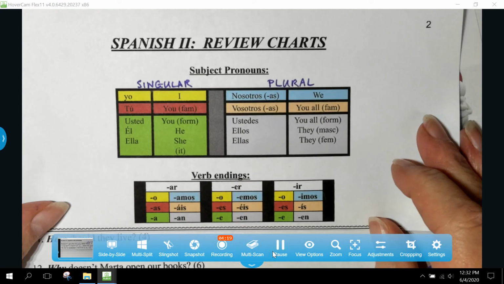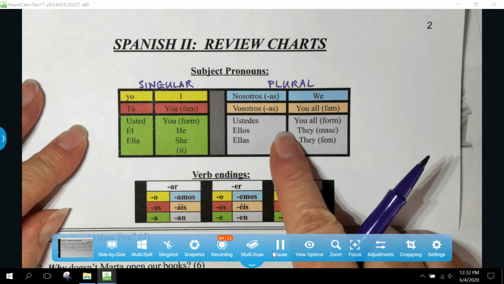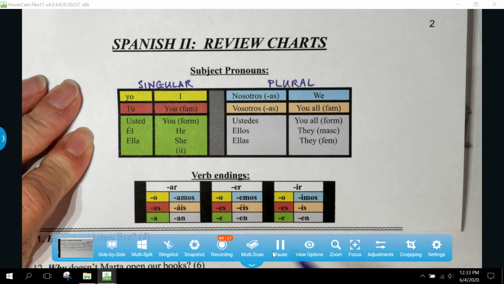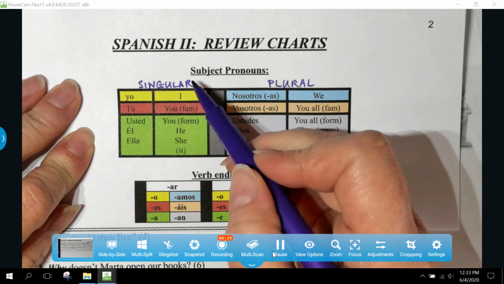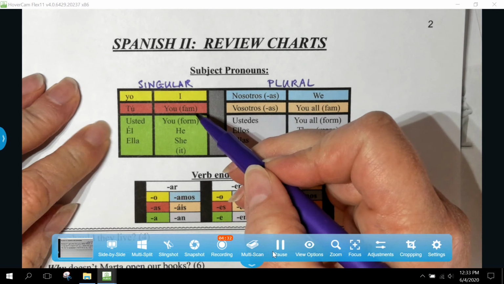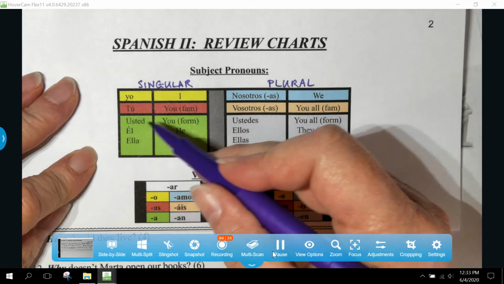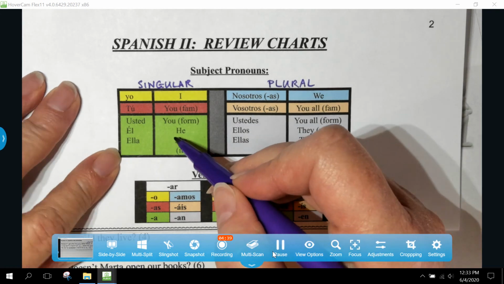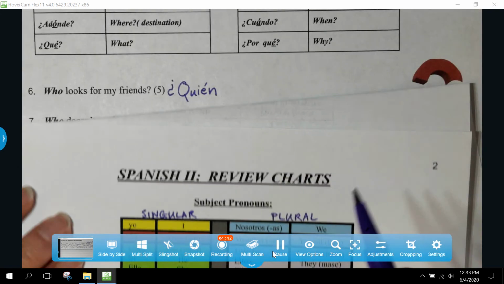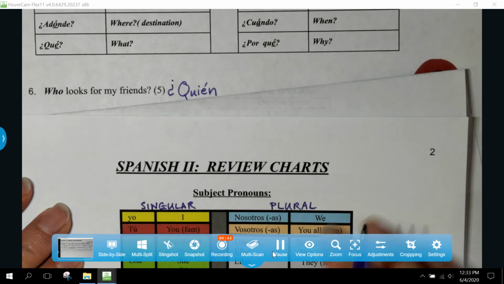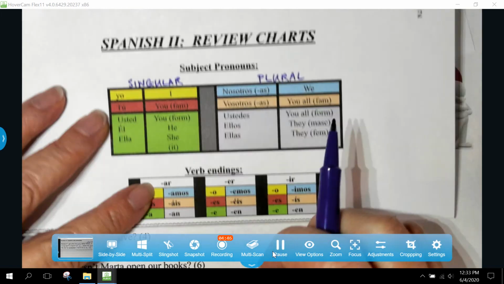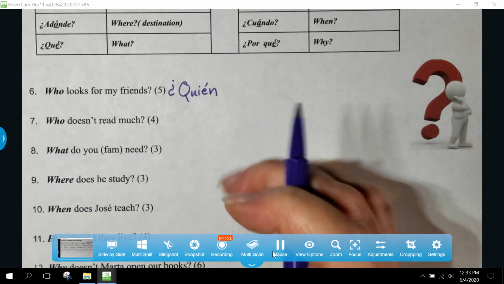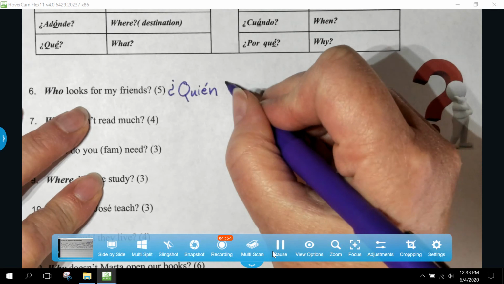Everything on the left-hand side is singular. Everything on the right-hand side is plural. Who in this case, and there is actually a who plural, doesn't end in an S, it's singular. Who is not I, who is not you. If it's anything other than one of these, it has to go in the green box. So I'm here. You have who looks for. To look for is buscar. So when I am looking at my AR endings, I stay in the green box and it will end in an A. So you have quién busca.